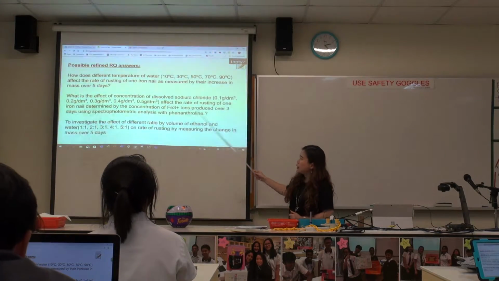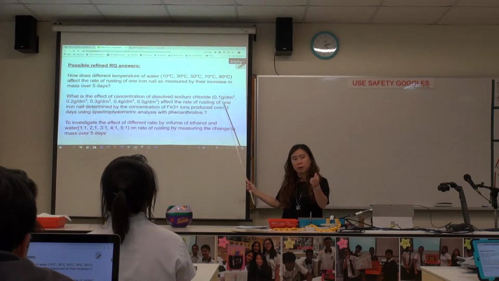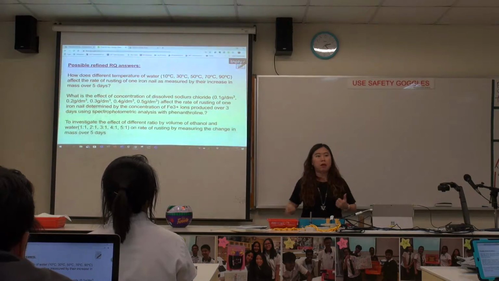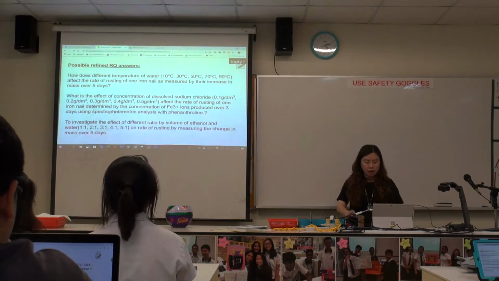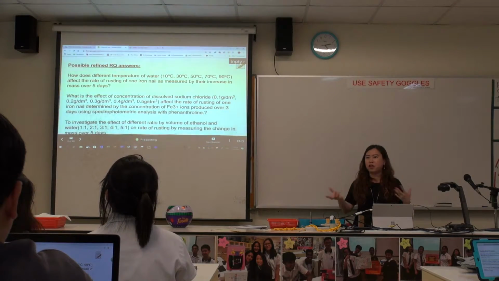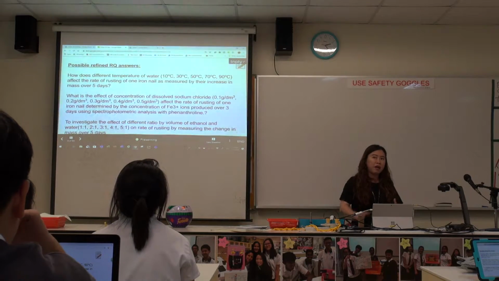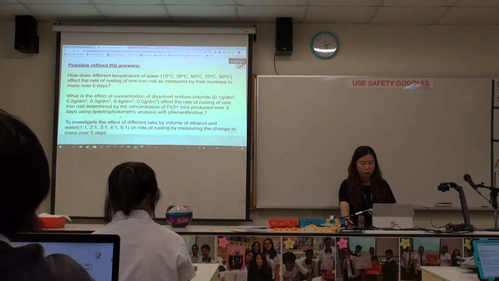Finally, talk about rate of rusting on the iron. I mentioned the concentration of iron(III) ions produced over 3 days, for example. It specifies the period of time using a method, phenanthroline spectral analysis, so something like that involves a higher complexity of tasks. Another one is, for example, different ratio by volume to solvent. This is a little bit more discrete, but it's still fine. If you use ratio, then you can play with the volume ratio as your continuous variable.